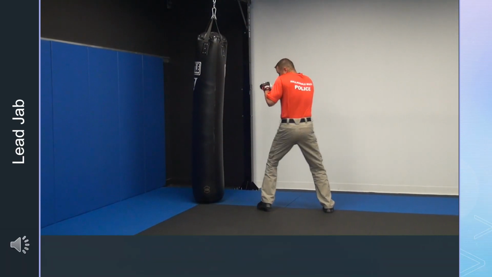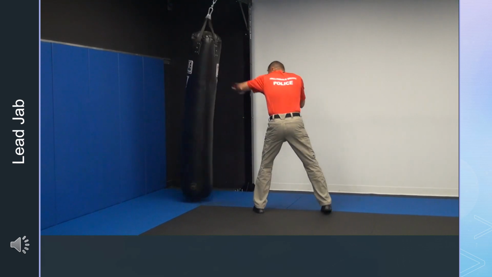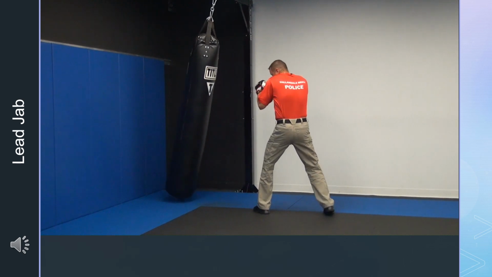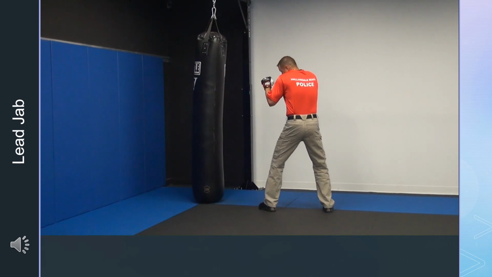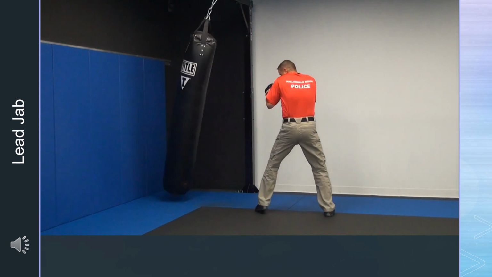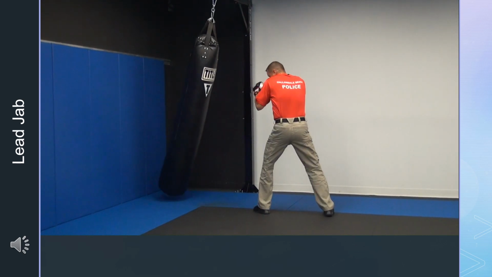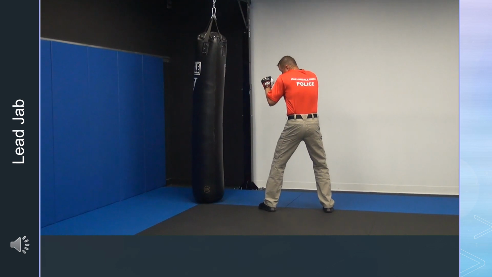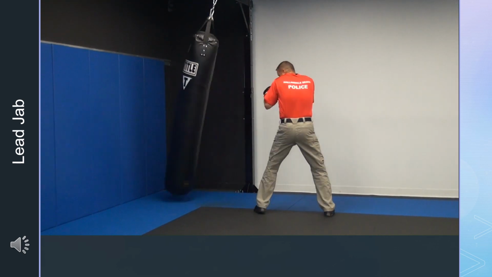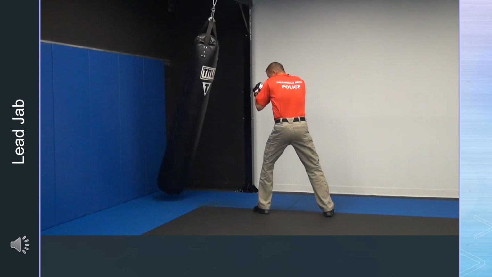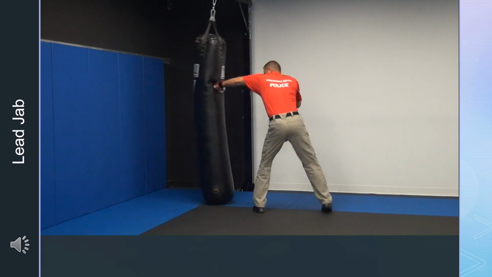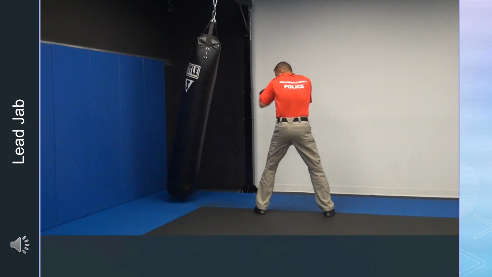Lead jab. From your field interview or offensive ready stance, transfer your weight forward by shifting off your back foot, which causes a rotation of your hips, and put your weight on your front foot, throwing your lead arm into a quick, straight line closed hand fist strike while rotating your palm downward as you deliver the strike. As soon as your closed hand reaches full extension, quickly pull it back into its original position to protect your chin.